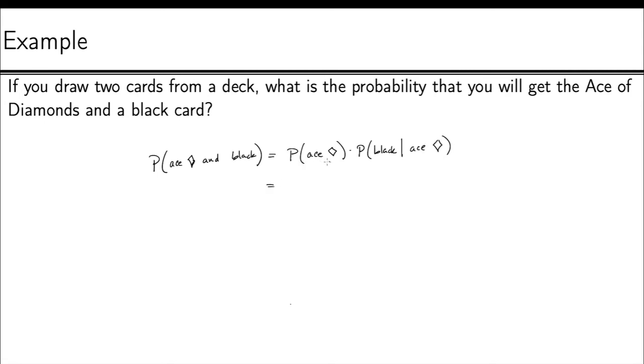So the probability of drawing the ace of diamonds. Well, there's one ace of diamonds, and there are 52 possible cards. Okay, and then we are going to multiply by the probability of black if we know that we've drawn the ace of diamonds. So the number of black cards is 26. However, if I know that I've drawn the ace of diamonds, there's only 51 cards left. Okay, and so I multiply these together, and the 26 over 52 turns into 1/2 times 1 over 51. That's 1 over 102.